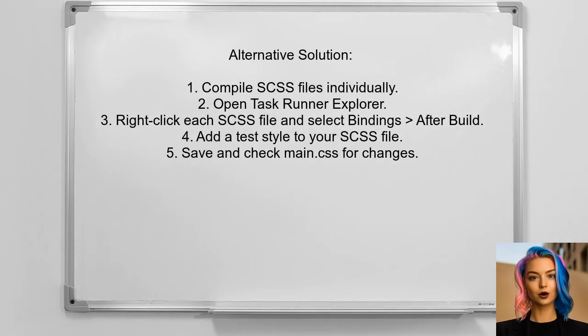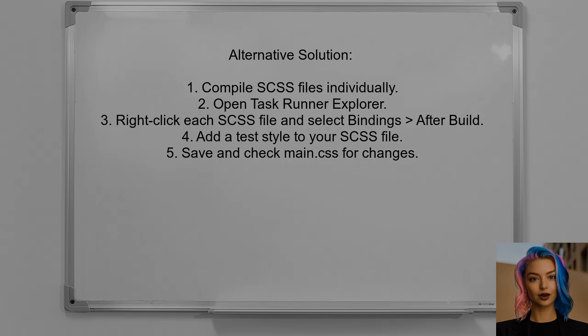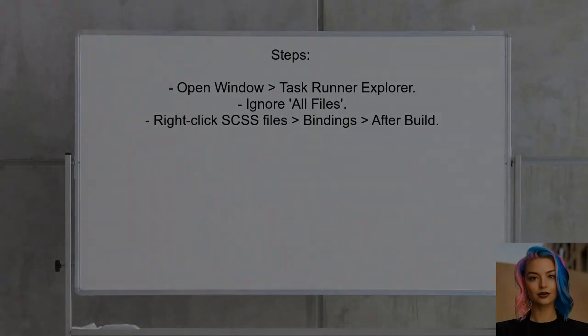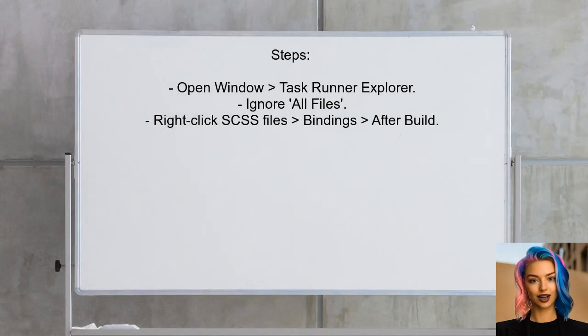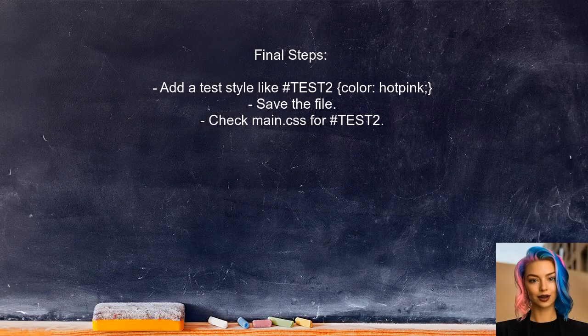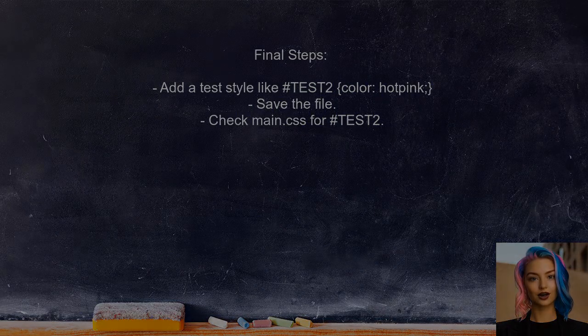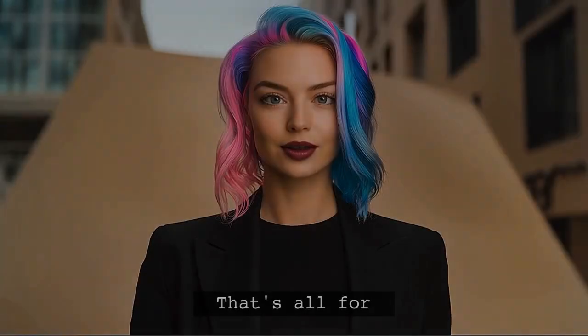An alternative solution from another user suggests compiling your SCSS files individually instead of all at once. They found that this method helped them avoid errors. To implement this, first, open the Task Runner Explorer in Visual Studio. Ignore the All Files task. Then right-click each SCSS file and set it to compile after the build. Next, add a test style to your SCSS file, save it, and check the main.css file to see if your changes are reflected. That's all for that response.